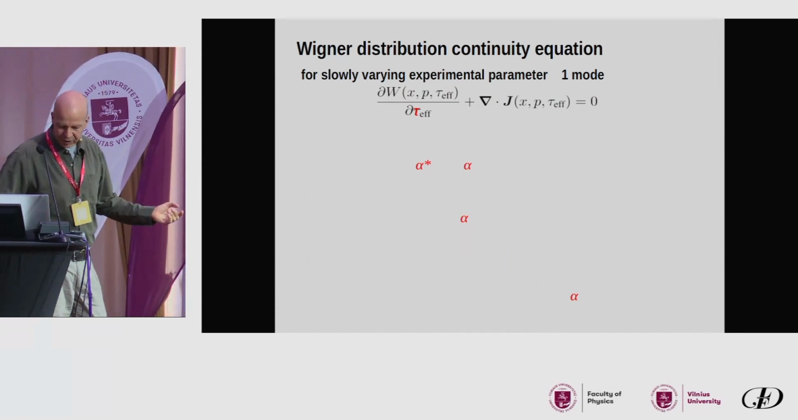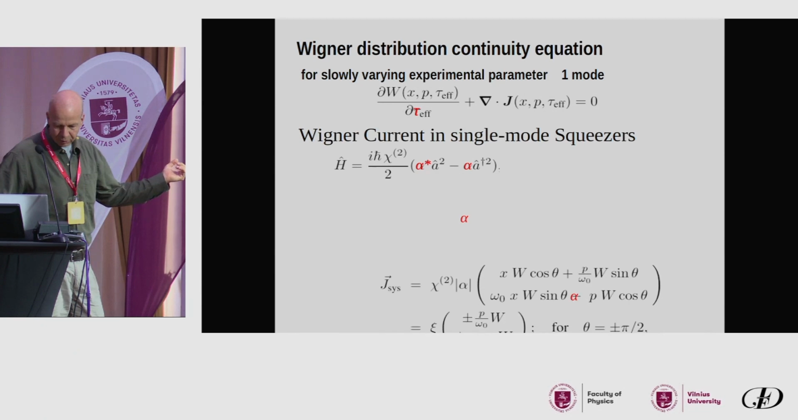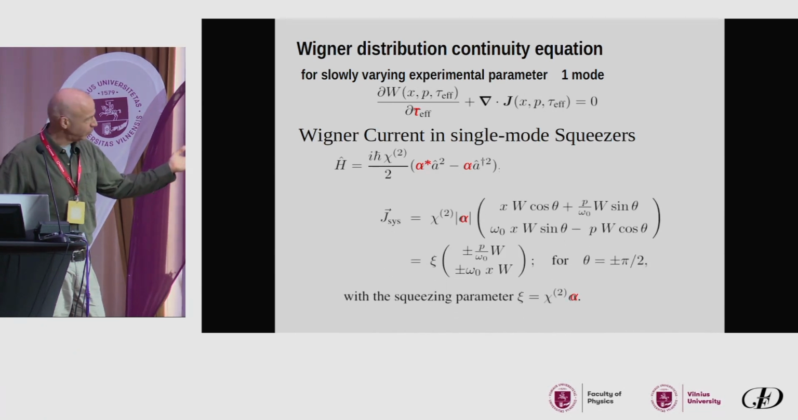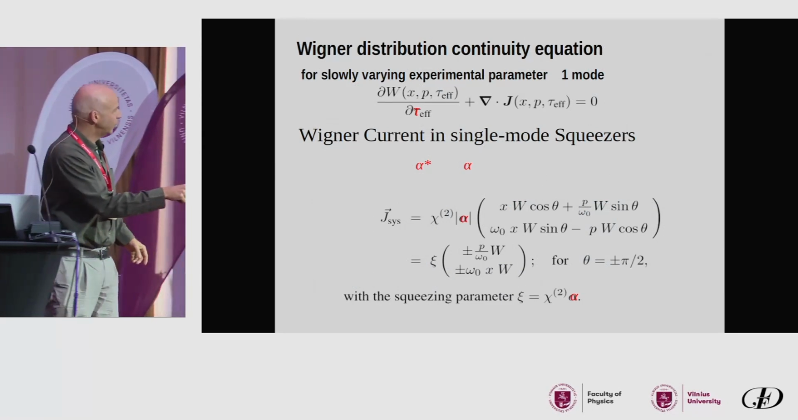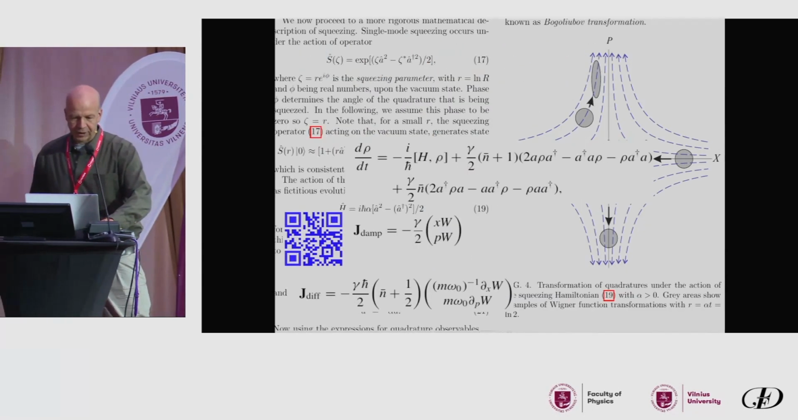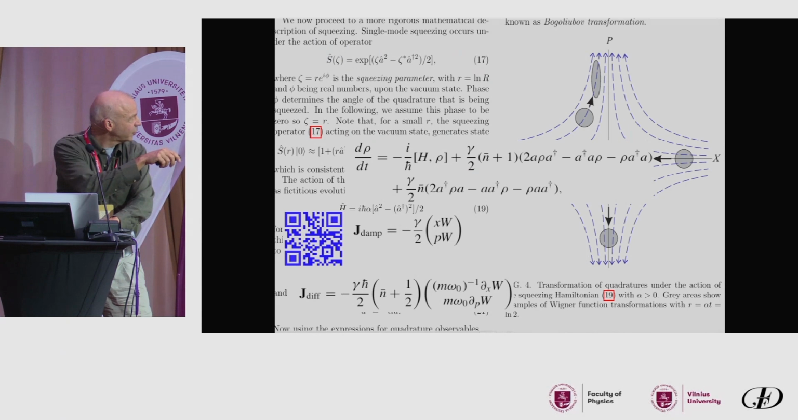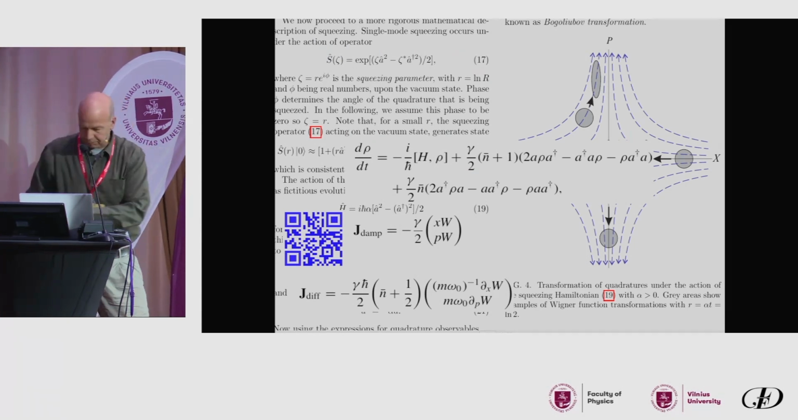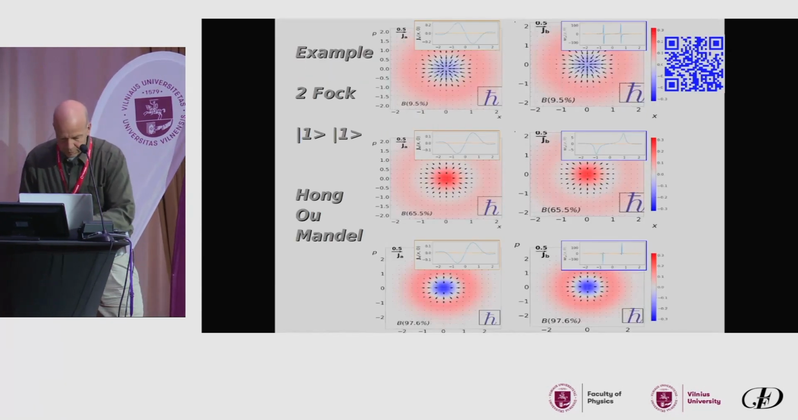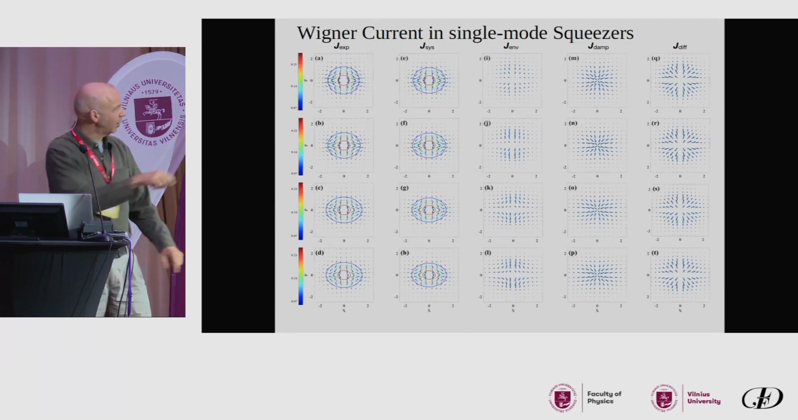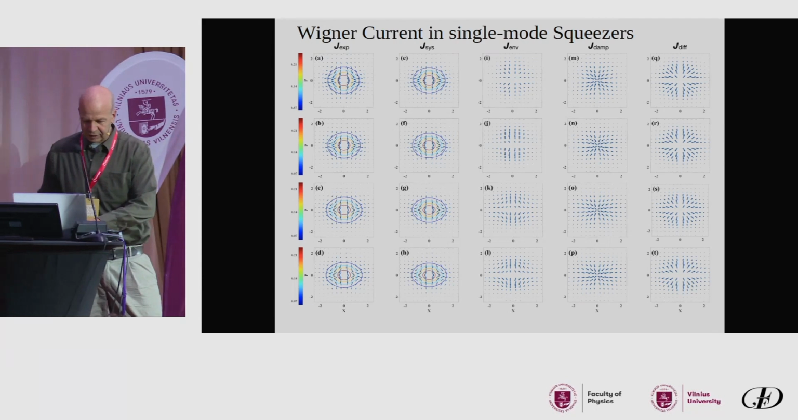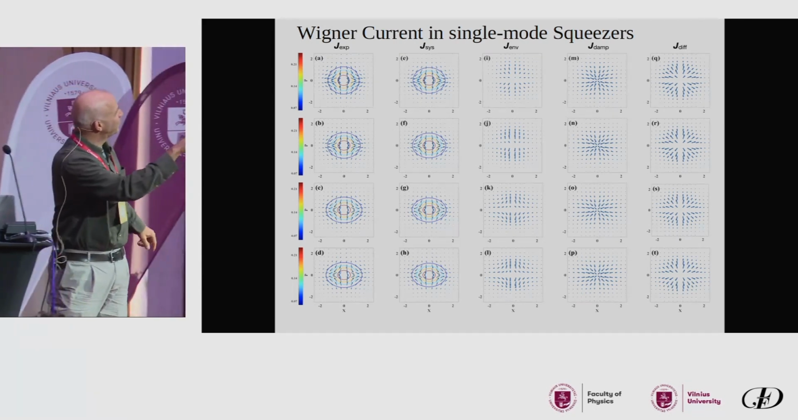Here, one last example. At the lab where I work in Taiwan, we use some squeezing experiment. So this is the squeezing current, and then of course this gives rise to this. These are our experimental data. And the emphasis here is on what we found very interesting.